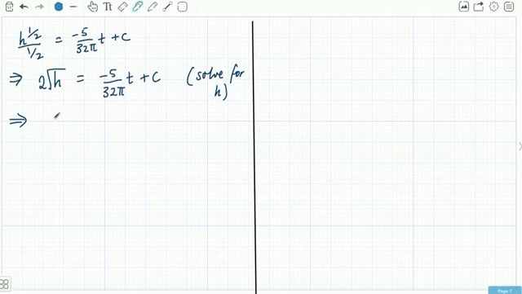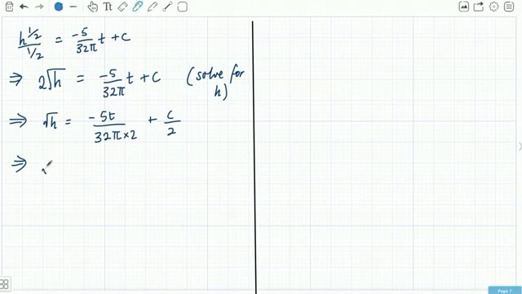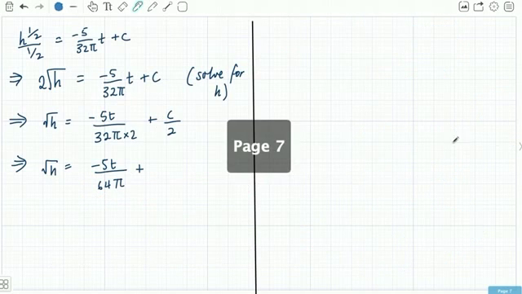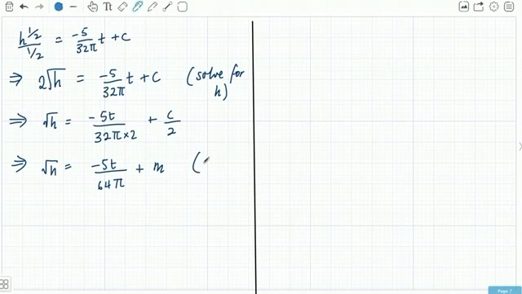So we've got to divide everything on this side by 2. So negative 5t on 2, divide the bottom by 2, divide that c by 2. So we've got square root of h. This is going to be 64 pi. And I'm going to relabel this. I won't use k, I'll use another letter. We'll call it m. So make sure that if you do any relabeling of constants, make sure you say what they are. So I've just relabeled c over 2 as m.